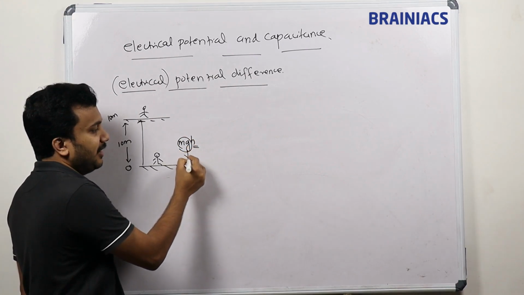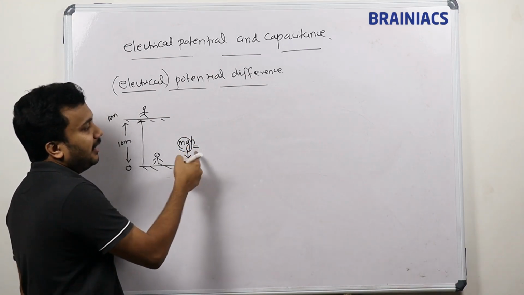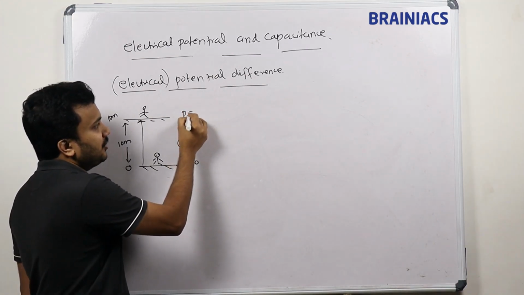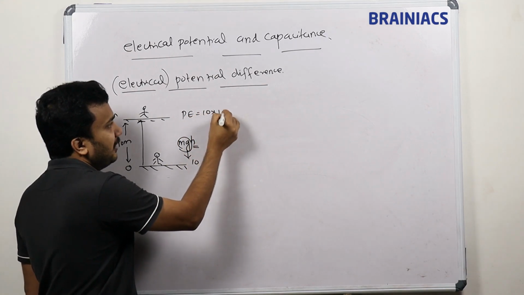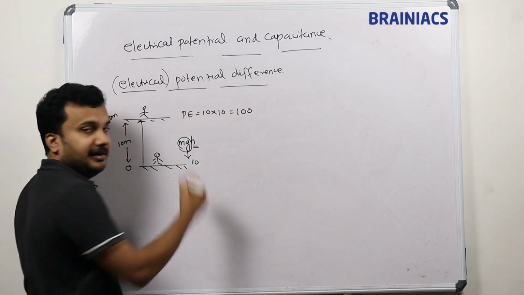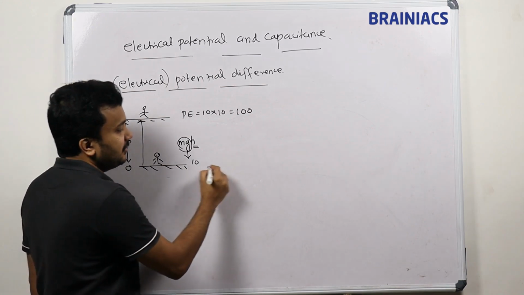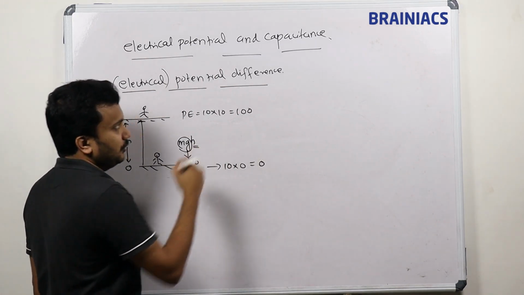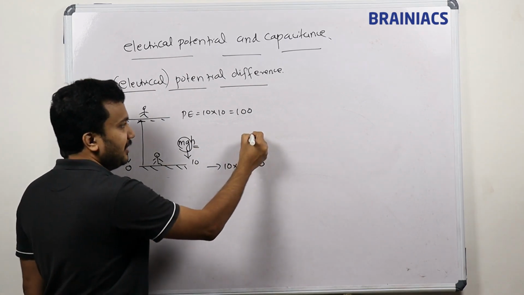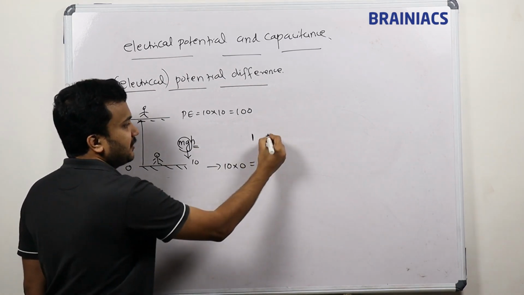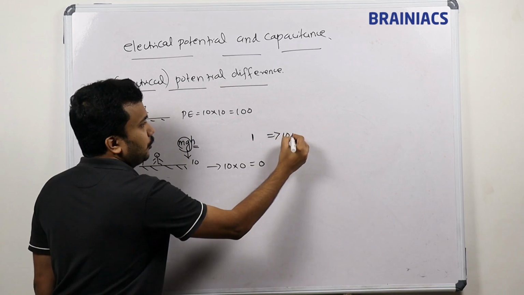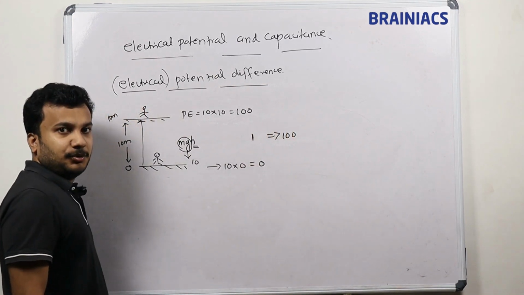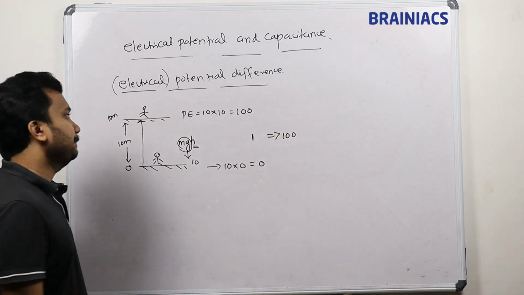Suppose my weight value is equal to 10. Then I am multiplying mgh, so potential energy will be equal to 10 into 10. If I multiply, what will I get? 100. But what is the potential energy here? Weight is 10 and height here is 0, so it is equal to 0. That's why we are always taking the difference of these two: 100 minus 0, which is equal to 100. This is called the potential energy difference.